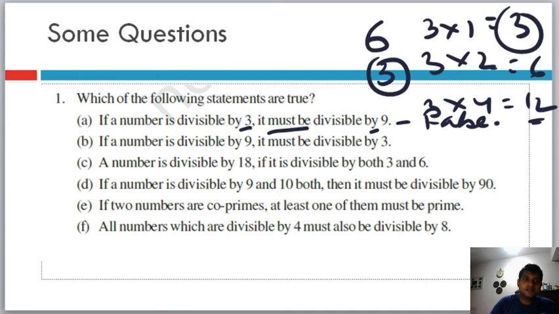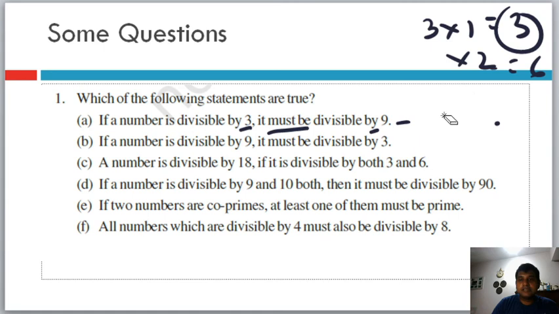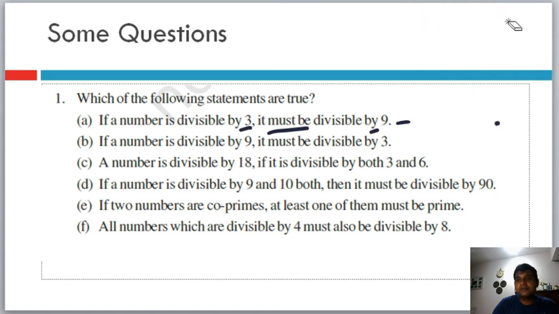So, but the opposite of it, that I am leaving to you: if a number is divisible by 9, will it always be divisible by 3? The answer is yes, but why? Think about it. Why, if a number is divisible by 9, does it have to be divisible by 3? And I have discussed this in the previous video.